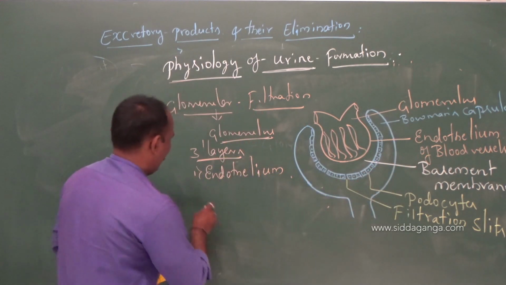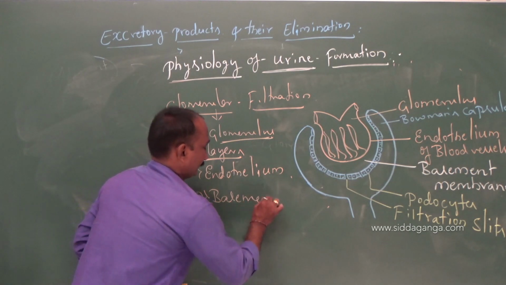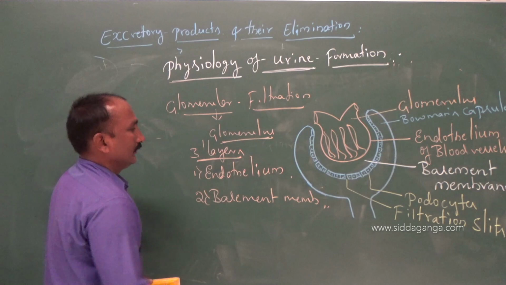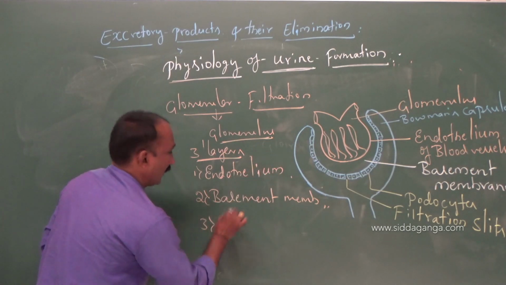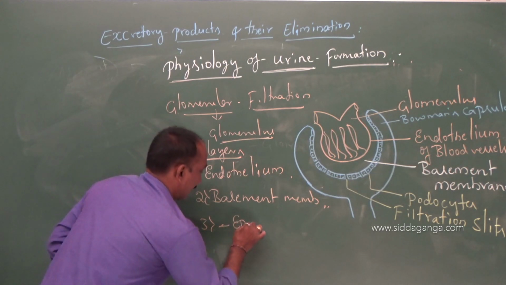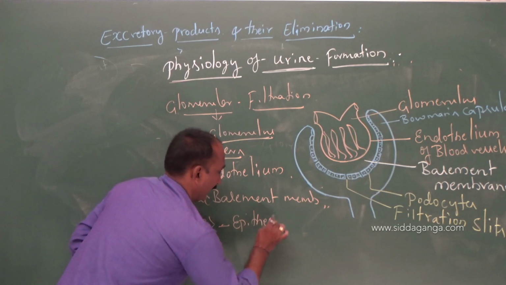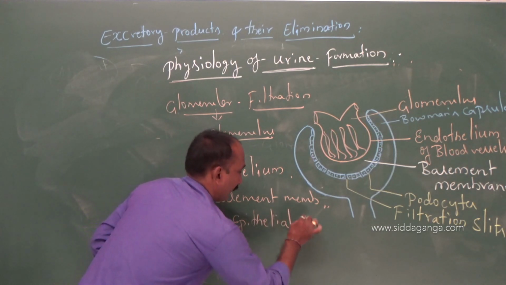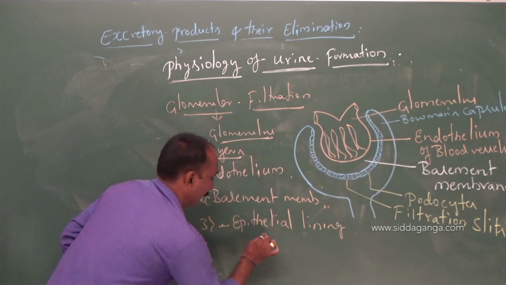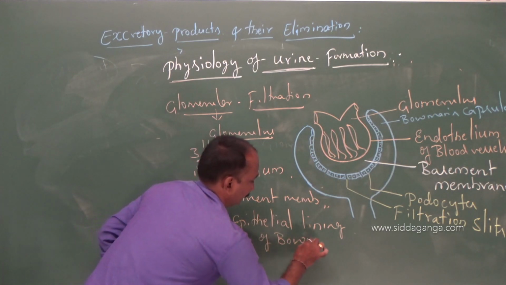The next, basement membrane. Then the third one, the epithelial lining of the Bowman's capsule.